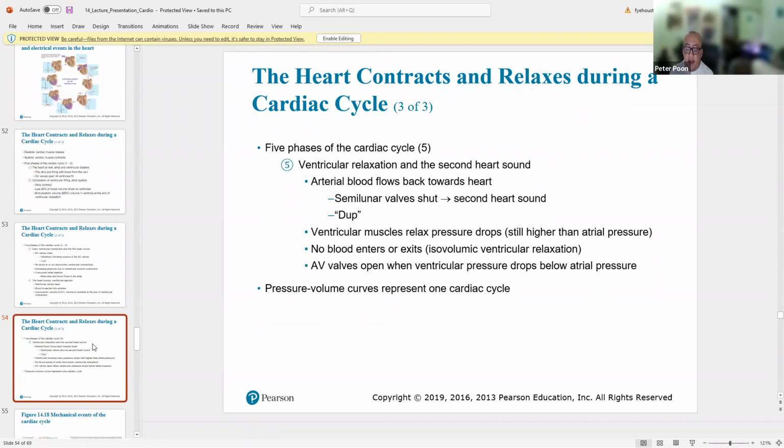Then finally the AV valves open when the ventricular pressure drops below the atrial pressure. When the chamber is relaxing, remember the atria is still filling up with blood. Eventually the pressure in the atria is greater than pressure in the ventricles, and therefore the AV valves will push open and blood will go from the atria to the ventricles again.